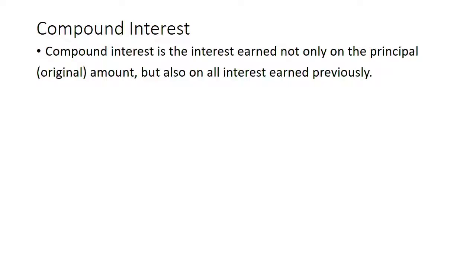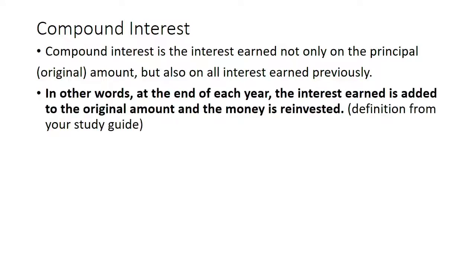So compound interest is the interest earned not only on the principal, the original amount, but also on all interest earned previously. Which means in your third year, you will earn interest on the money that you put in, the interest that you earn in the first year, as well as the interest that you earn in the second year. In other words, at the end of each year, the interest earned is added to the original amount, and the money is reinvested. That's the definition from your study guide, if you've gone through it.